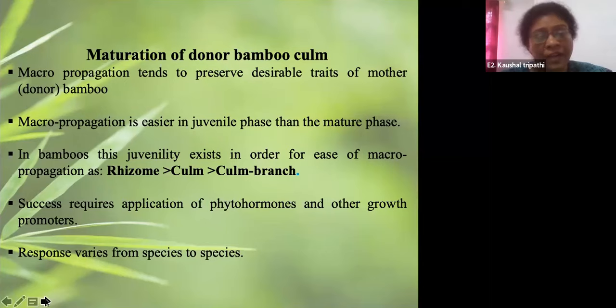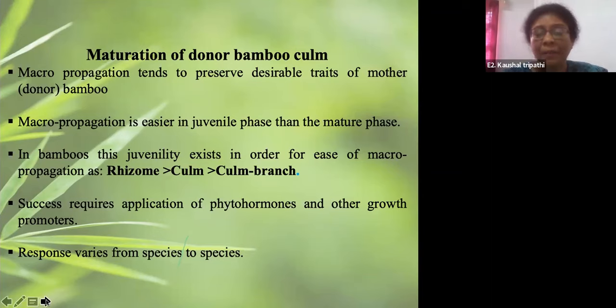And juvenility exists in bamboo in this order. Rhizomes are the most juvenile part of the bamboo clump, followed by the culms. Then the culm branches are the most mature. So the rooting, survival, and formation of plants will be higher in rhizomes, followed by the culm cuttings and the culm branch cuttings, because they are the oldest or least juvenile. The lowest rooting percentage will be obtained in the culm branches.